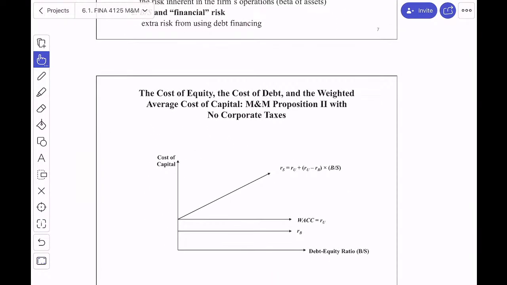So what we have here is proposition 2. This has to do with the cost of capital and the effect on the cost of capital. So with all the assumptions we've made, I plotted the debt to equity ratio on this axis. And I've shown that, first of all, this is the return to debt. It doesn't change, right? There's no risk of default. Remember, this is because there's no risk of default.